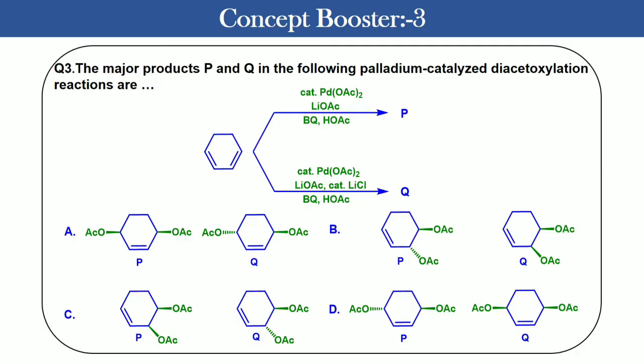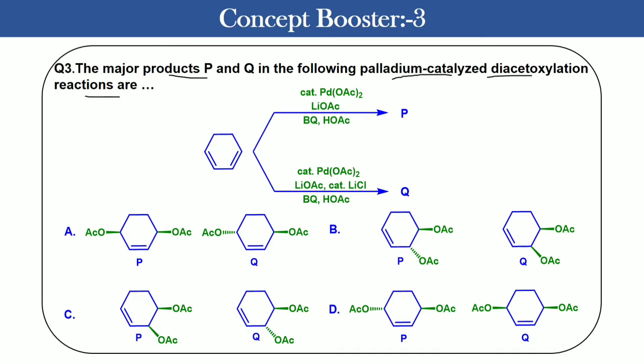Everyone, welcome to our channel The Education Seeker, and this is the third problem of the concept booster series. This problem is from organometallic chemistry, and the problem is: the major products P and Q in the following palladium-catalyzed diacetoxylation reactions are.